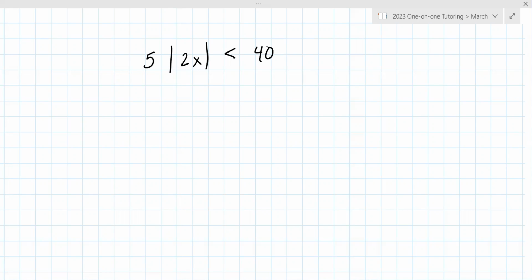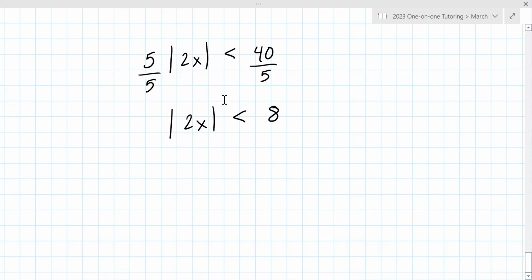X is less than 20 over 12. Tell me the first thing that you did here. Distributed 5. You can never multiply in. Never. Oh shoot. Okay, so this is good practice because we learned you cannot do that. Your goal here is to isolate the absolute value, which means you're going to divide both sides by 5.